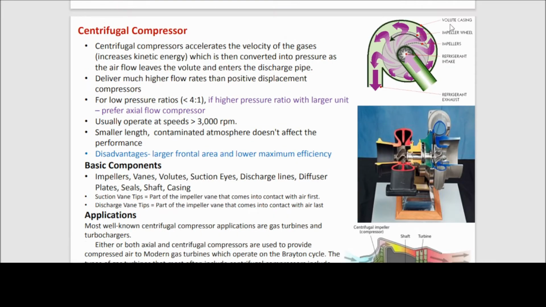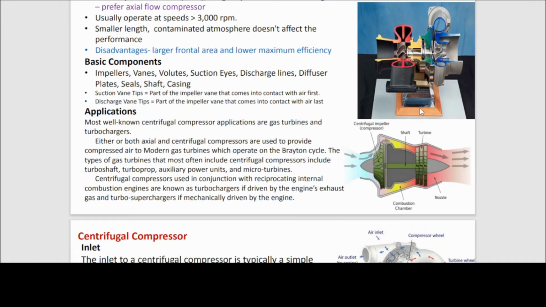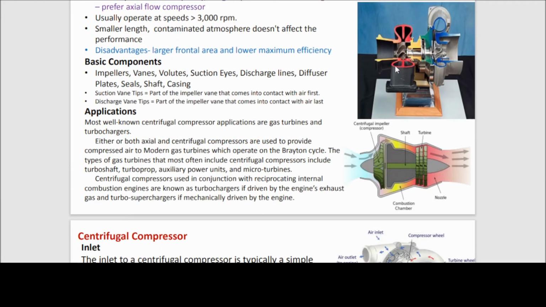Now this is the volute casing. We call it a scroll. So see the shape of this scroll. We will discuss it in the next slide. Now here also you can see the same thing, the cross section of that. Here you can see the blades or vanes. This is the compressor. Fine.